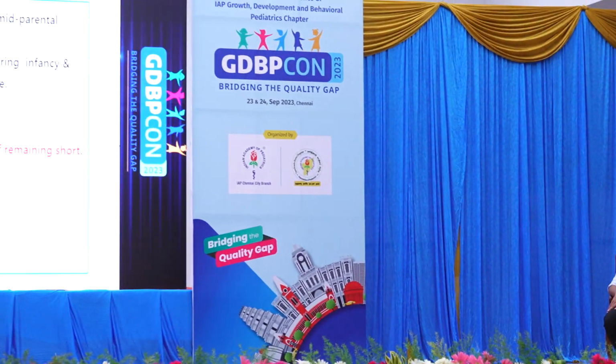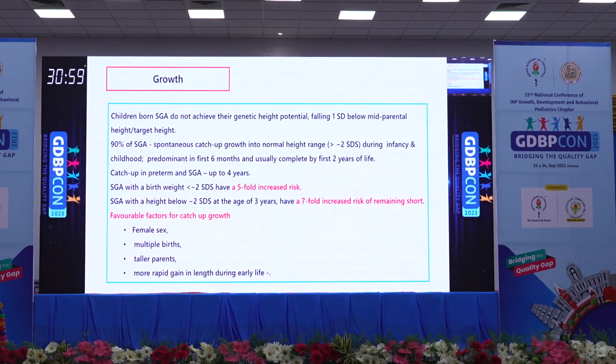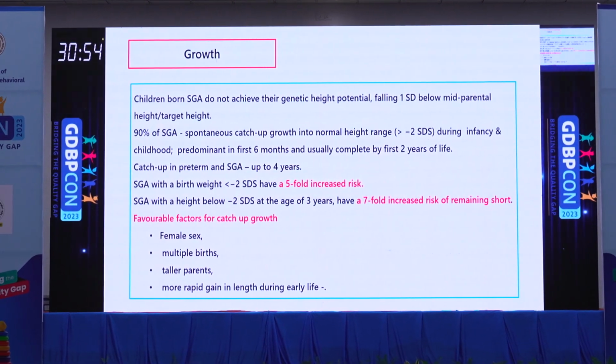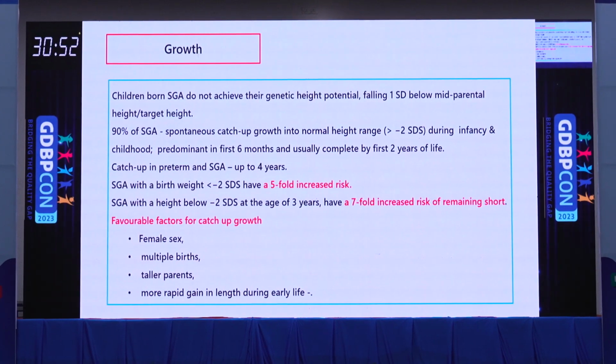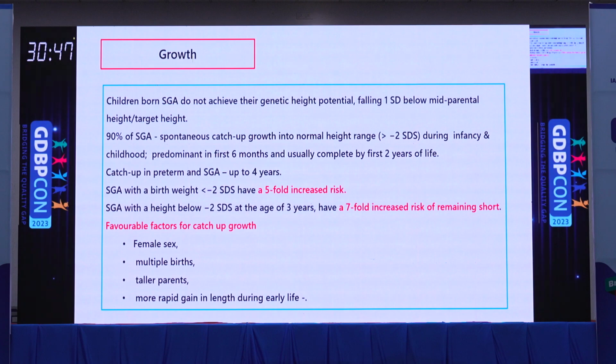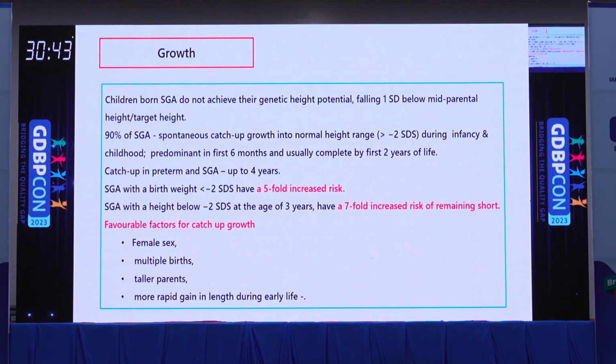SGA babies, if they are born with a birth weight less than -2 standard deviation, when they grow up have a 5-fold risk of remaining short for life. However, if these babies are born with a short length, and they fail to achieve a proper height and remain below the -2 standard deviation score at the age of 3 years, they still have a 7-fold increased risk of remaining short for life. So it is better to be born small for age with a smaller weight than a smaller length.